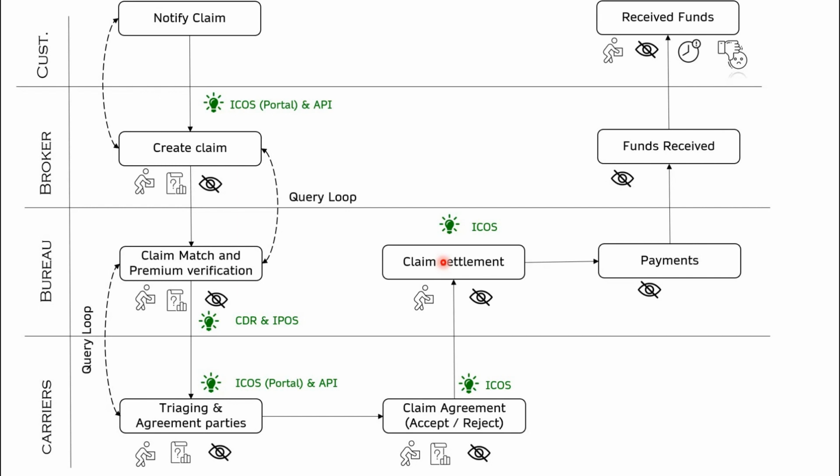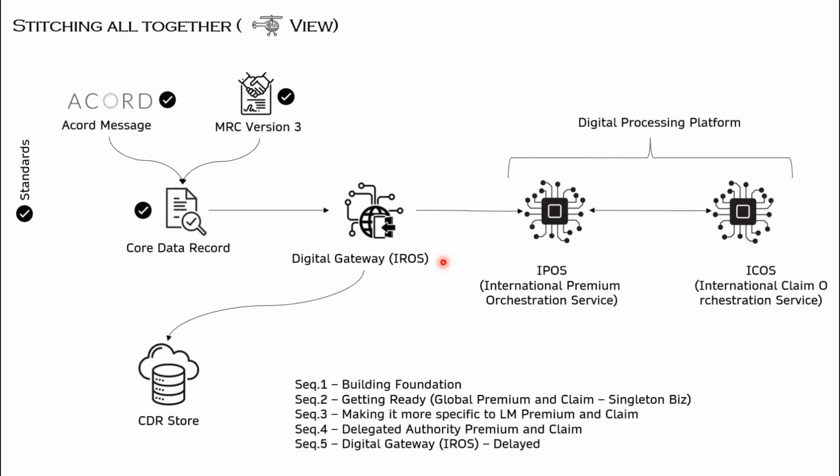ICOS also has a direct payment facility to pay within 2 hours to the payee, and this will change the customer experience incredibly. The payment status will be viewable to all the key stakeholders in the digital processing platform, the ICOS portal. Fantastic. So let's stitch it all together to see the bigger picture. Let's go to the next slide.